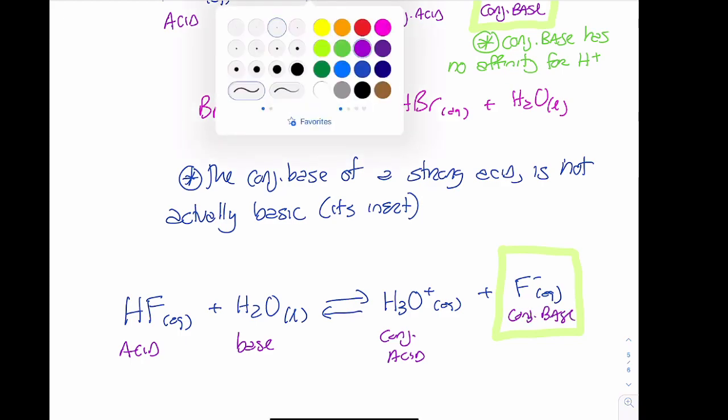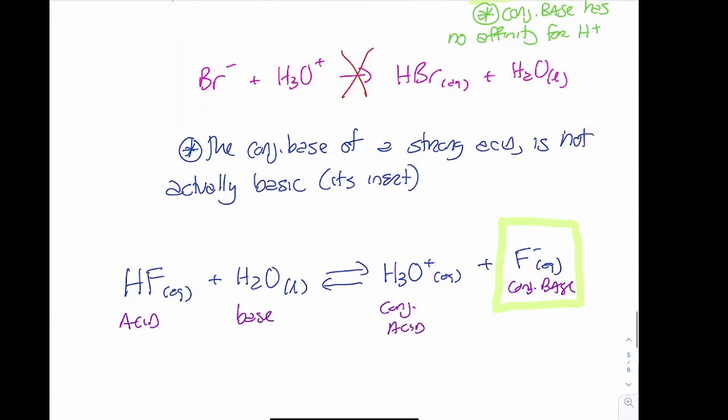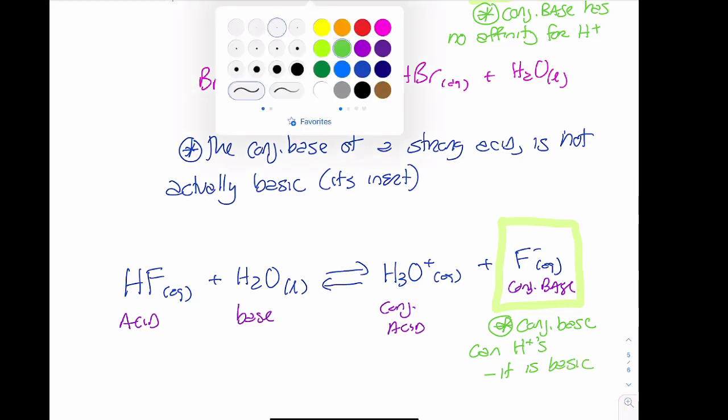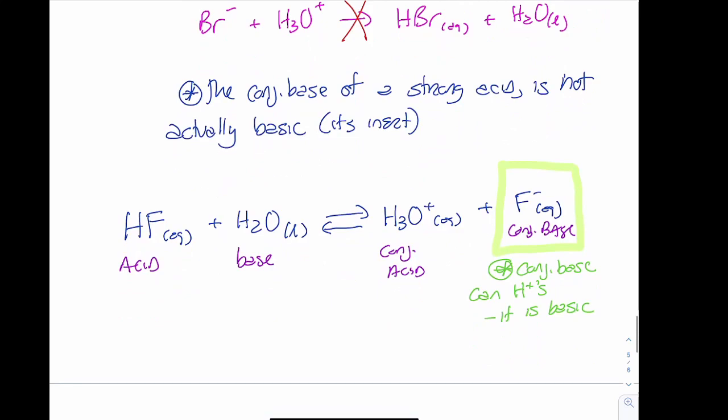In this case, the conjugate base does accept protons. It is basic. So the conjugate base of a weak acid is a weak base.